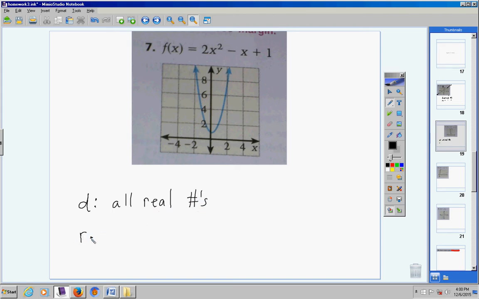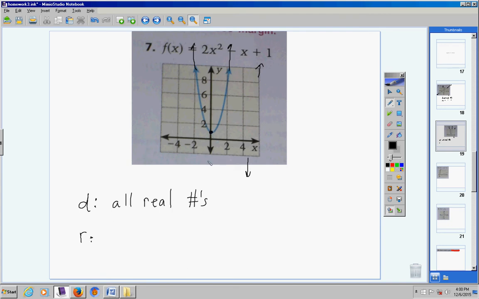Now the range is the y values in relationship to the graph, okay? So here we go. The y values deal with the graph going down and up. Now obviously it's going to continue going up and up and up forever. We can all see that, can we not, guys? Arrows going up, up. But it's not going to go down forever and ever. In fact, it stops right here.